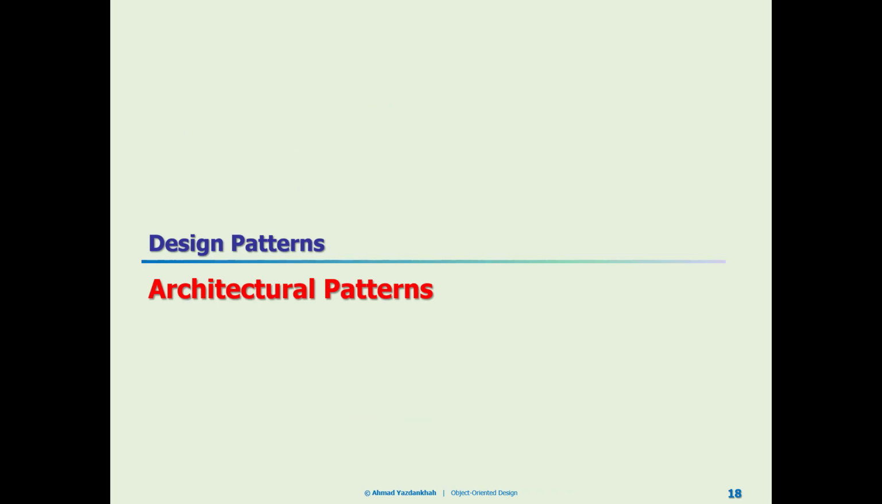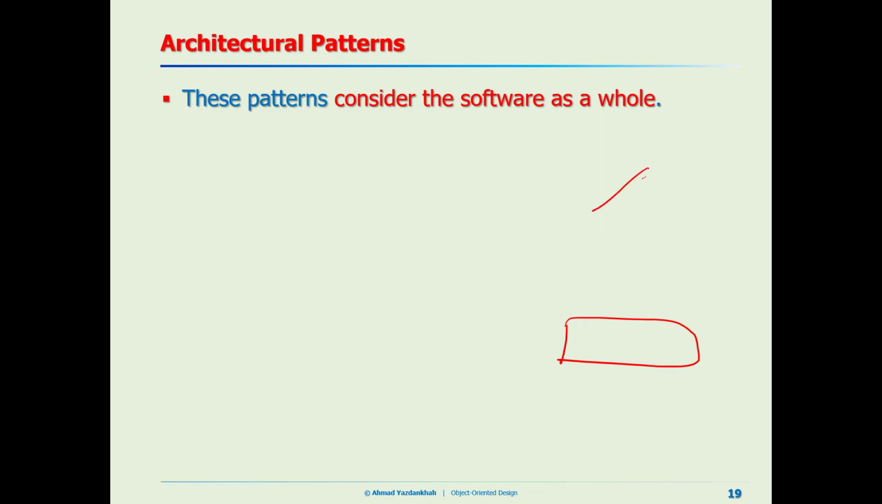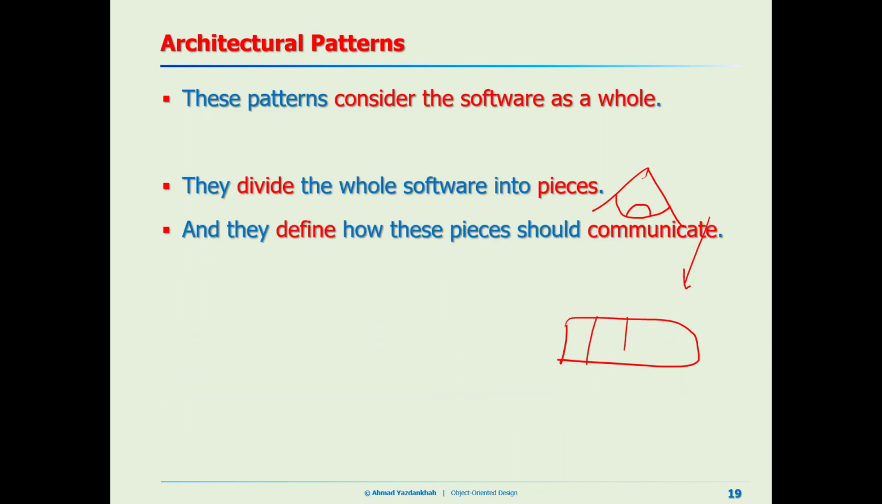The first group of the design patterns that we are going to talk about is called architectural patterns. What is an architectural pattern? These patterns consider the software as a whole. So let's say this is a software. We look at this software from above, and we look at it as a whole, and then we divide it into some pieces.